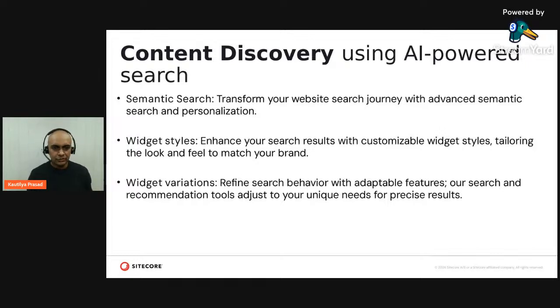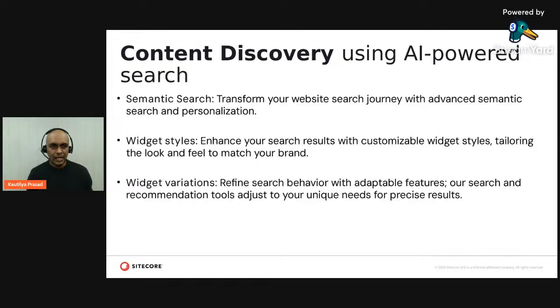With Sitecore Search, you also get the ability to brand the style of the search results. Everyone needs to be unique. Their branding is unique, and they can add styling that matches their branding. One of the key features here that allows content discovery is widget variations. We'll touch on this a little bit later.